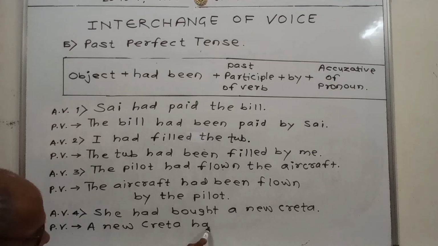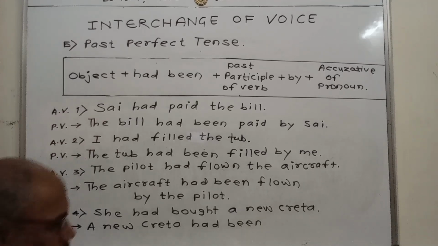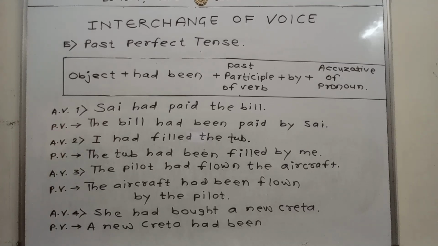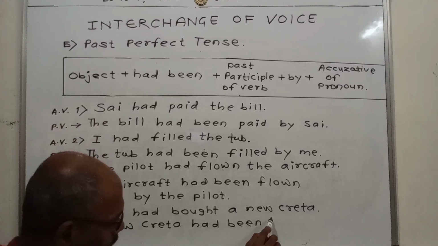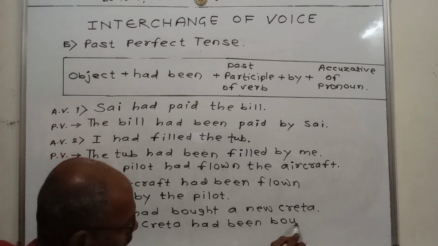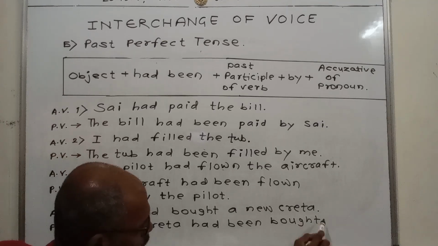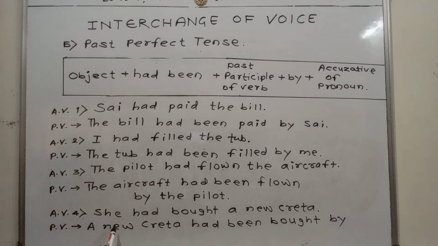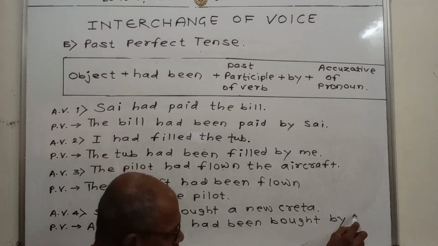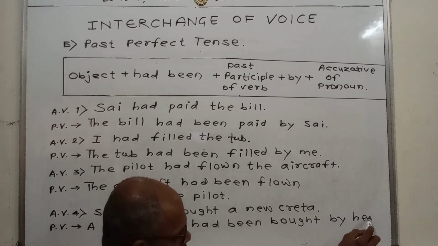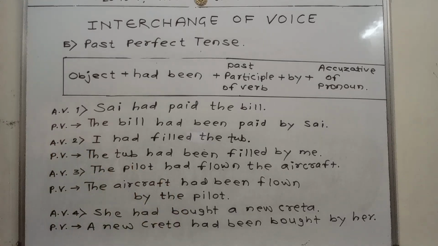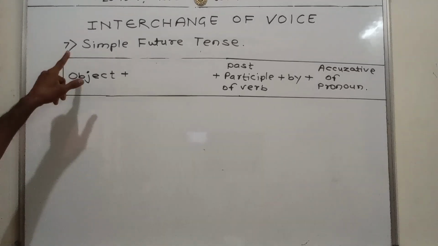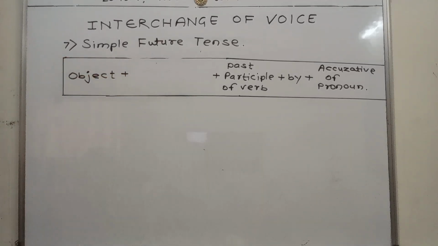Had been. Then what is bought? Bought by. Accusative of she is her. Seventh tense, simple future tense.